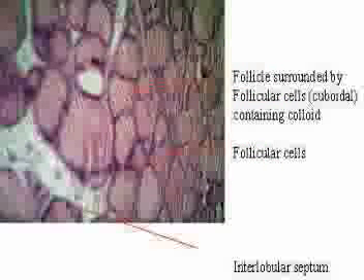Thyroid gland is unique in having numerous follicles, which are surrounded by follicular cells. Parafollicular cells, which are light staining, are not found in the follicle. The follicles are cuboidal in shape.